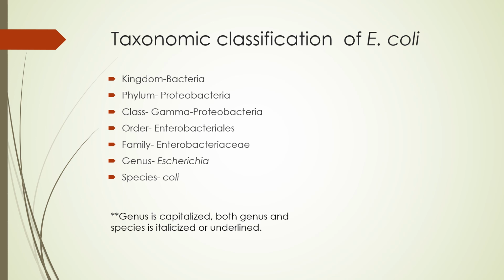Let's go ahead and look at the taxonomic classification of Escherichia coli. The kingdom would be bacteria. The phylum would be Proteobacteria. The class is Gamma Proteobacteria. The order is Enterobacteriales. The family is Enterobacteriaceae. Anytime the word ends in ACEAE, it refers to the family. The genus is Escherichia, and the species is coli. Notice how we capitalize the genus name, and then we write out the species name all in lowercase, but we always want to make sure that the entire genus and species name is either underlined or italicized.